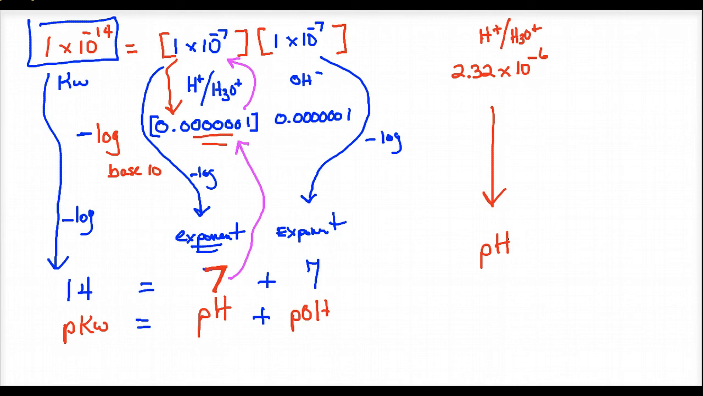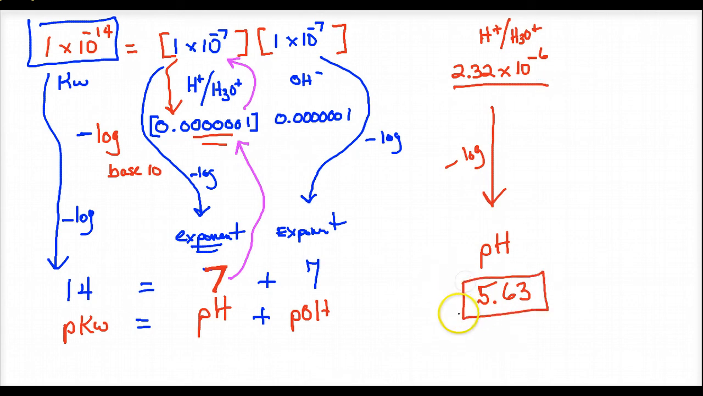Now, what I'm going to do is take the negative log of this. So I hit enter, and now I'm going to hit negative log. If you're using a TI-84, it's second answer. And what I get is a pH that's 5.63. I did the negative log. I stuffed this entire number into an exponent. Terrific.